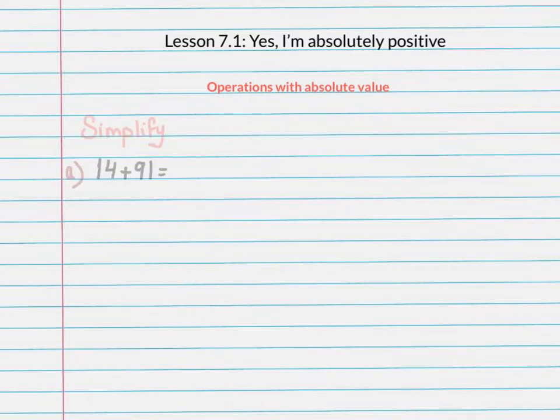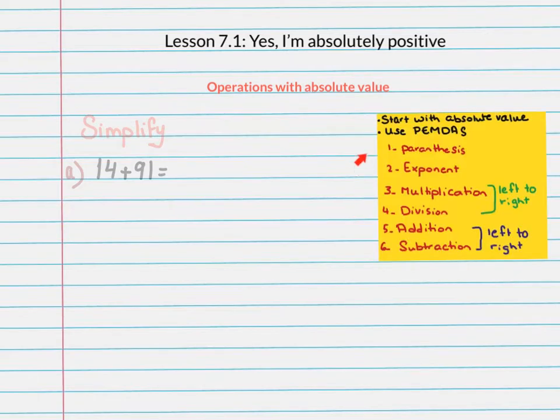Find the absolute value of 4 plus 9. You have to keep in mind that step number 1 is always start with the absolute value. And once you start with the absolute value, you follow the order of operation. The order of operation is PEMDAS: parentheses, then exponent, then multiplication and division, and then addition or subtraction. Keep the note over here with you.